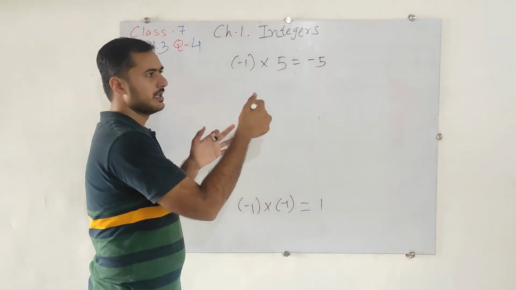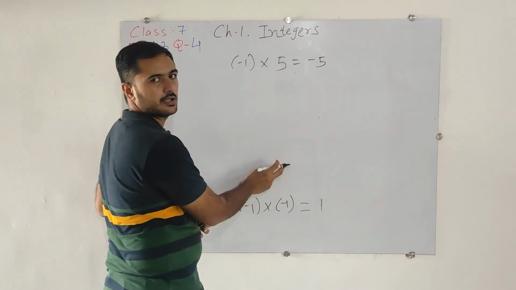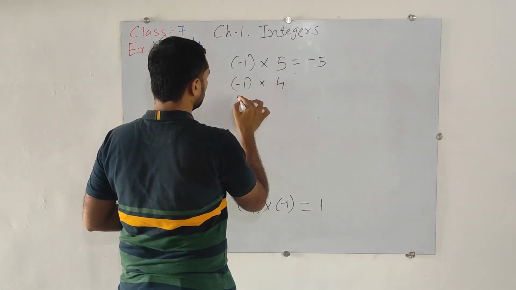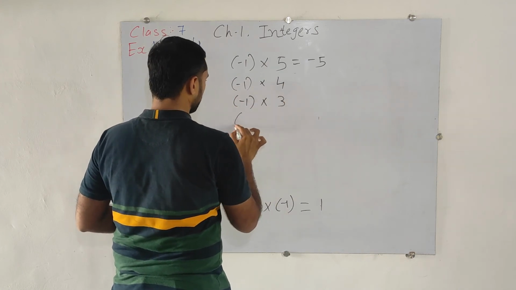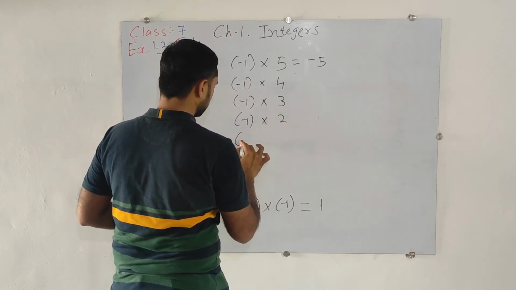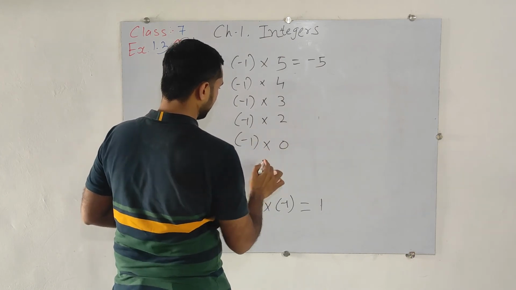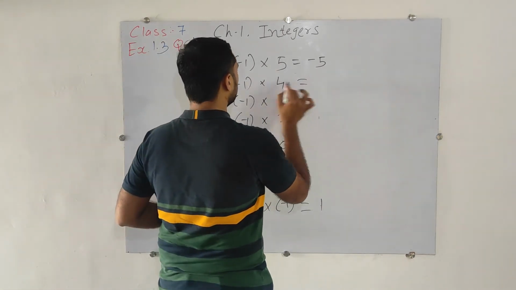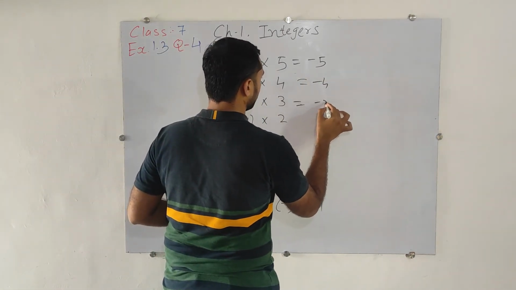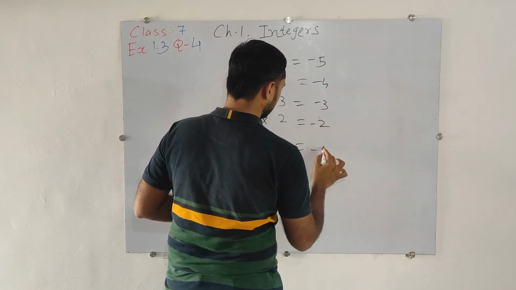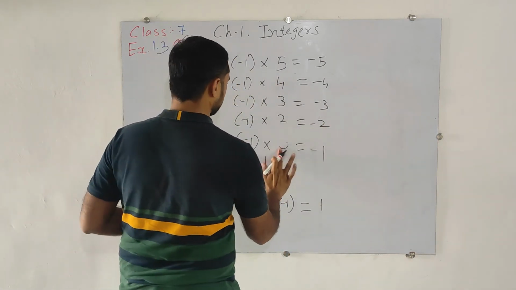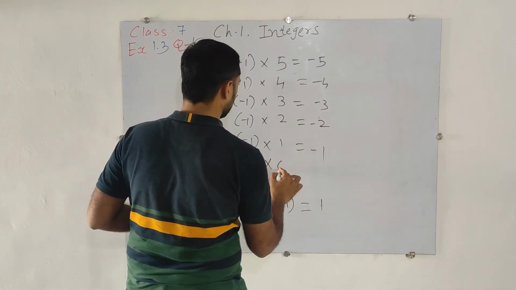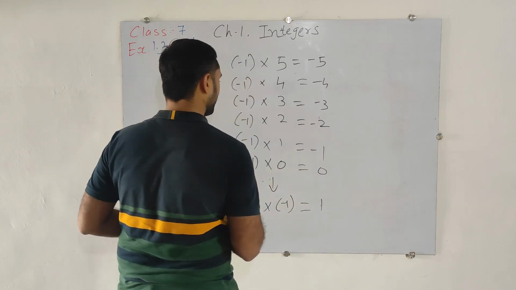So we have to keep decreasing this 5, 4, 3, 2 like that. So how will we do it? Minus 1 into 4, minus 1 into 3, minus 1 into 2, minus 1 into 1, minus 1 into 0, and then minus 1 into minus 1. Here it's minus 4, minus 3, minus 2, minus 1, wait, this is 1, okay. So minus 1 into 0 is 0.